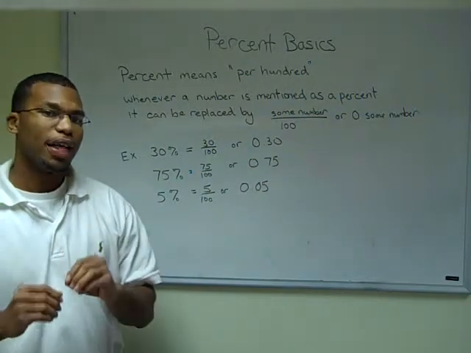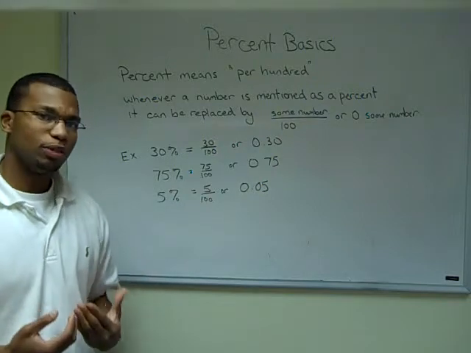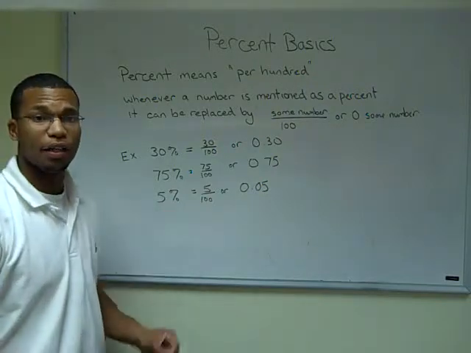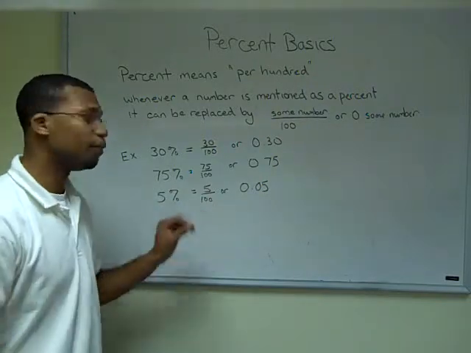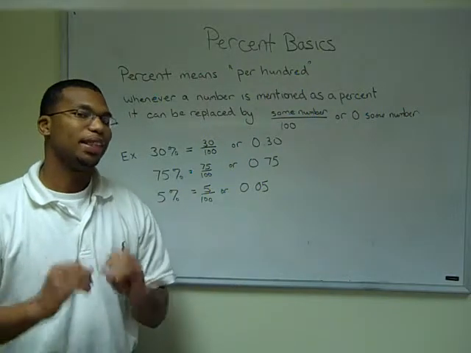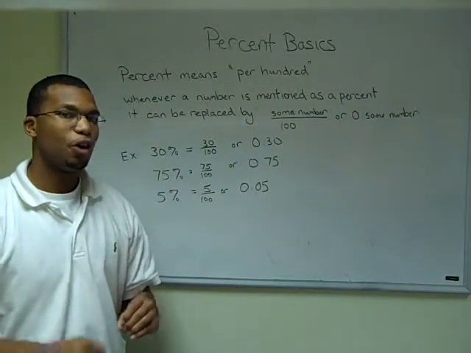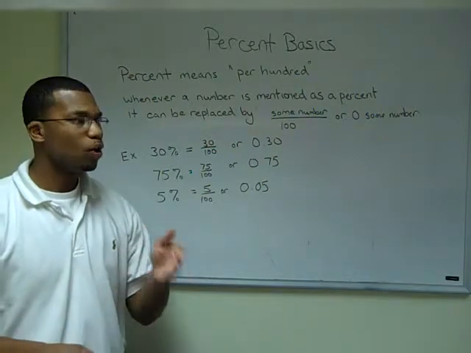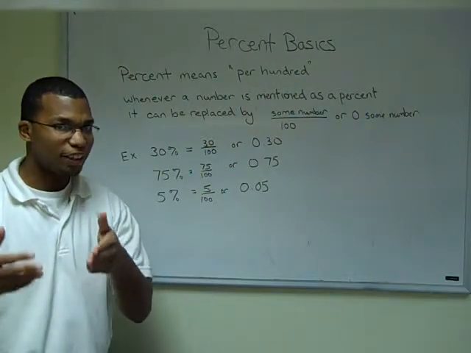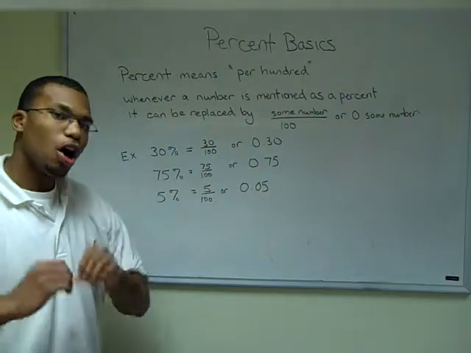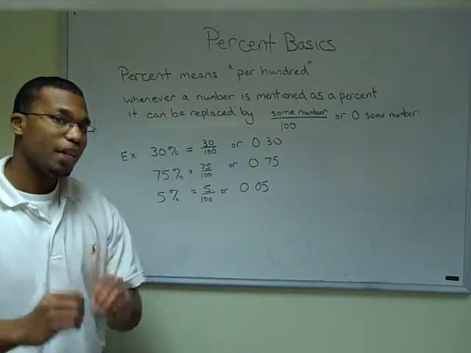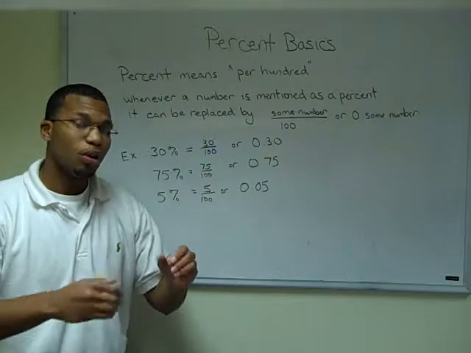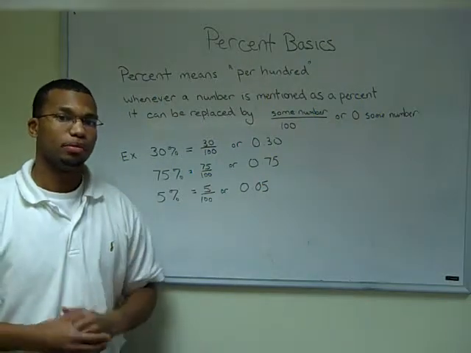0.75. Now, a lot of people usually get this one confused. 5%. 5% is the same as 5 over 100, but as a decimal is written as 0.05. So those single percentages like 1, 2, 3, 4, 5, 6, 7, 8, 9, all of those percentages are written as 0.0 that number as a decimal.